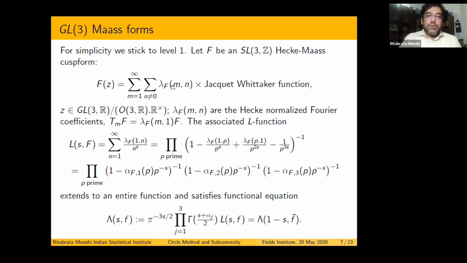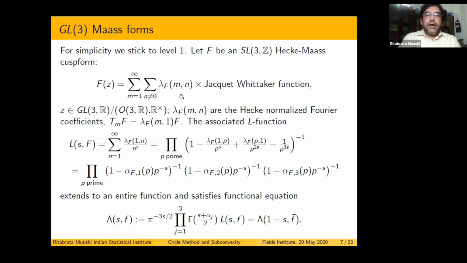But what I want to write, so now what is Z? Z is not on the upper half plane anymore. So Z is something in GL3R by O3R R cross. So this is the orthogonal group, and this is the 3 by 3 real invertible matrices. So if you replace 3 by 2 here, then you get the upper half plane. So this is the generalization of the upper half plane.